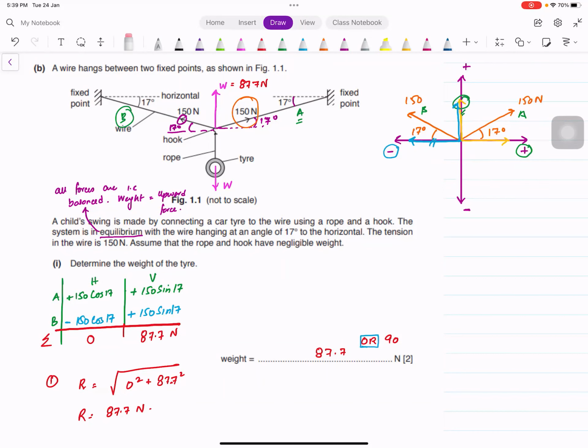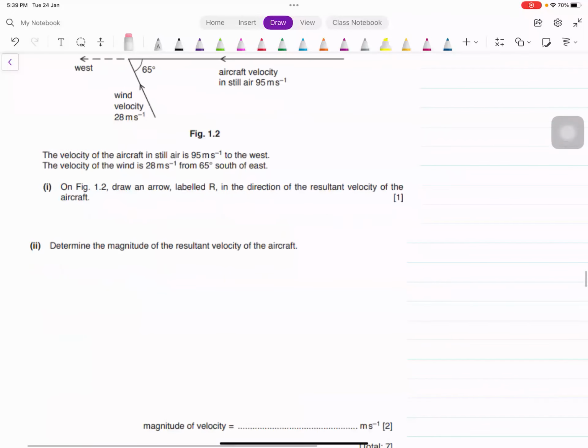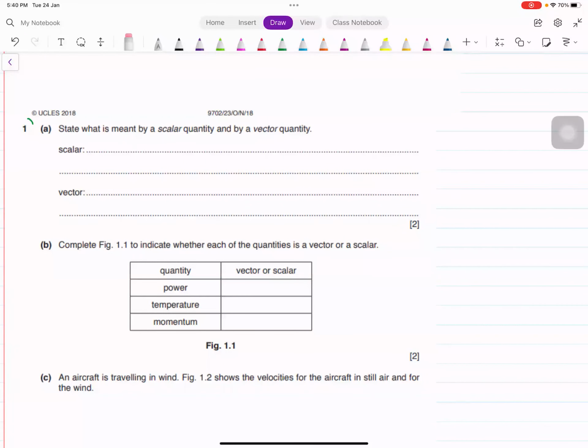Now let's talk about this question. Did I give this as homework? No, I didn't give this as homework. That's fine. So who can tell me what is a vector and a scalar quantity? What is scalar, please? Scalar is only magnitude but no direction. Okay, only magnitude. And vector has both magnitude and a specific direction.